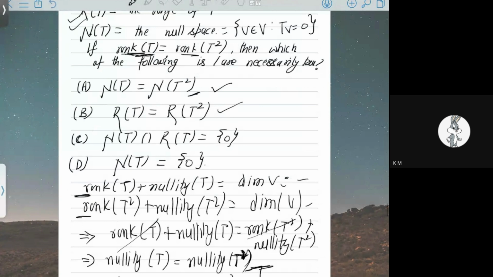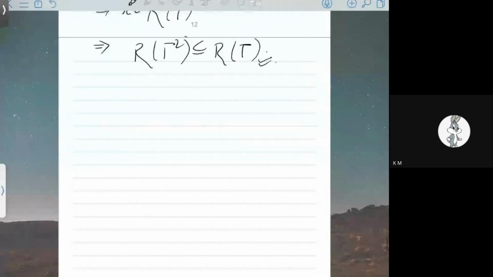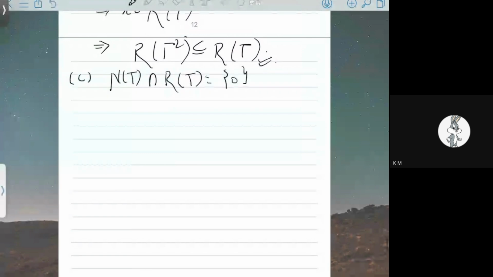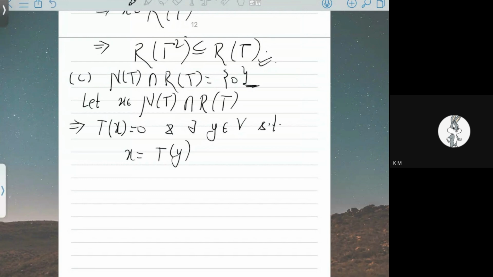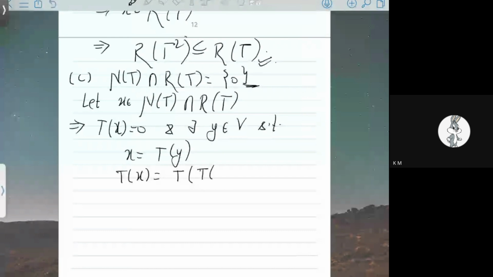Coming over to part C. Part C: range of T intersection null space of T is zero. Okay, so let us see. Let X belong to the intersection of range of T and null space of T. So this implies that TX is zero and there exists y in V such that x is equal to T of y. To show that this is 0, we need to show that x itself is 0, right? So, now applying T to this again, what do we get? Now applying T, we get TX is equal to T square of y, which is 0.